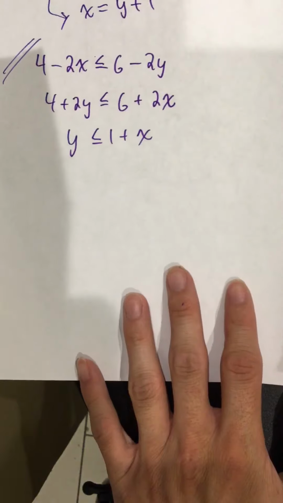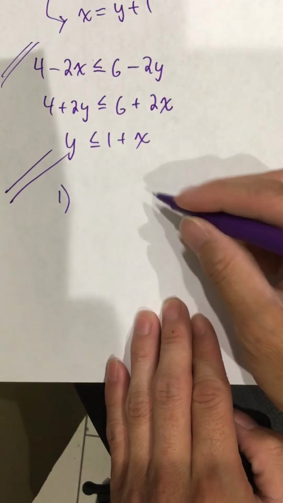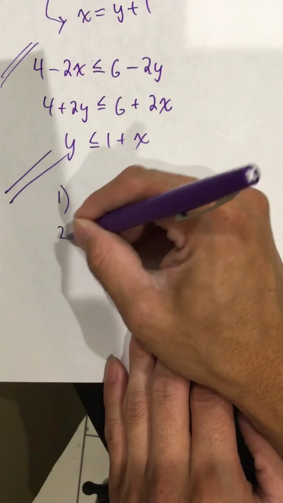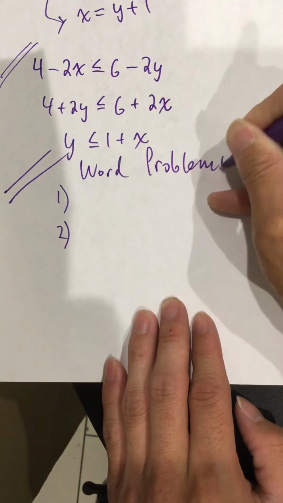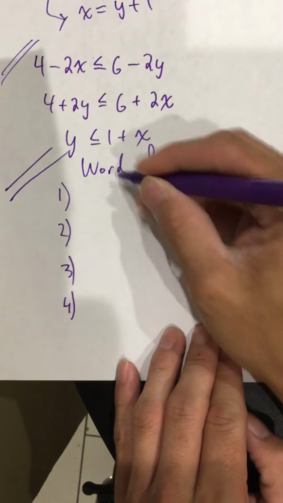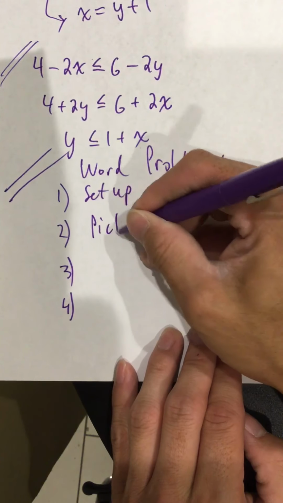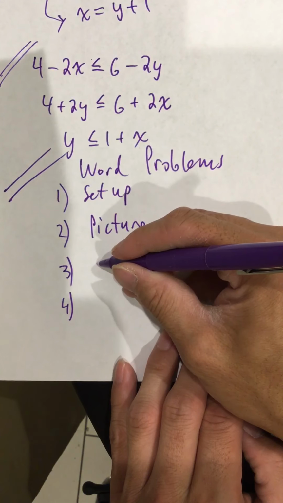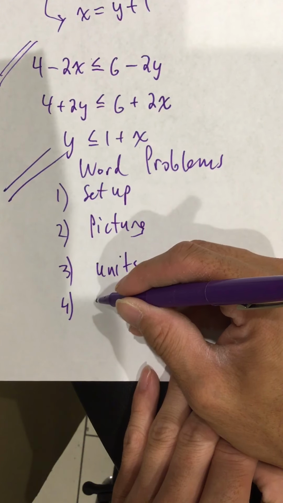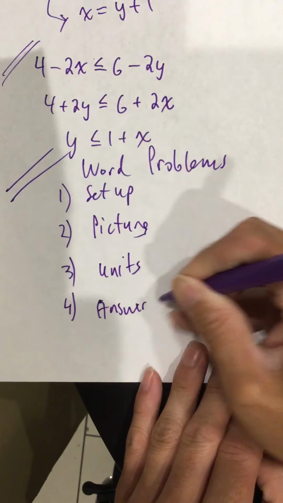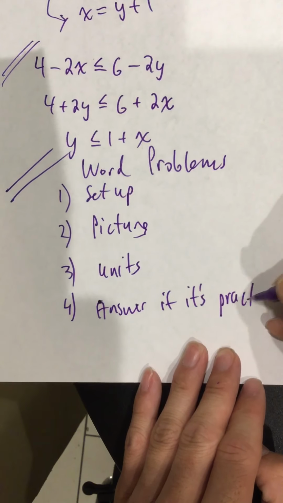So the next thing I wanted to talk about is solving word problems. And there are 4 general guidelines for doing word problems that I've found useful: setting the problem up, pictures, units, and then checking your actual answer to see if it's practical.